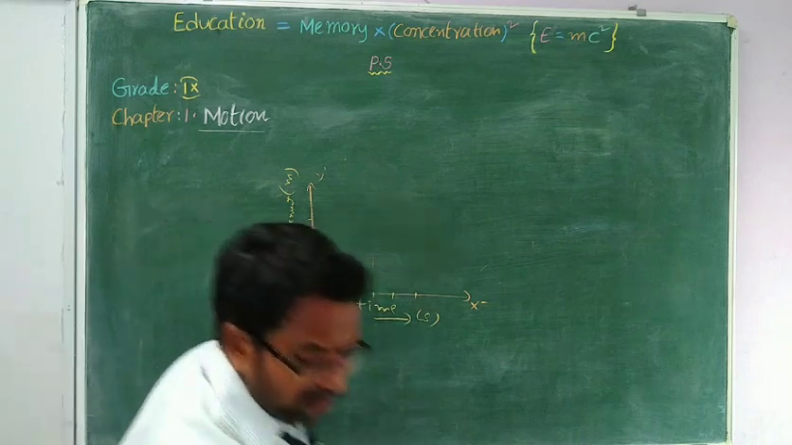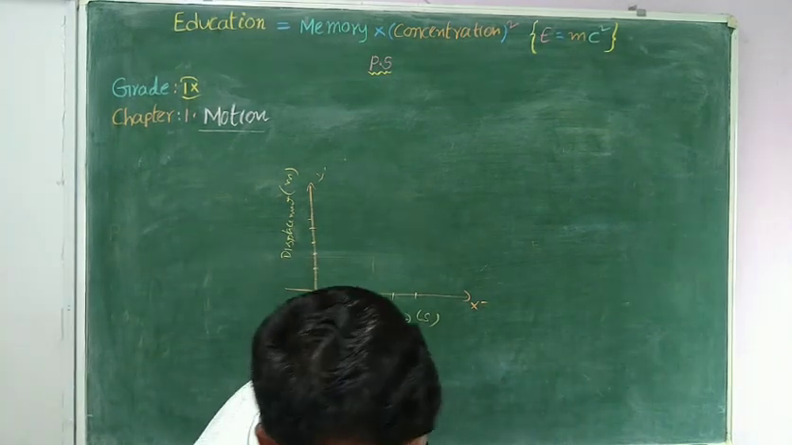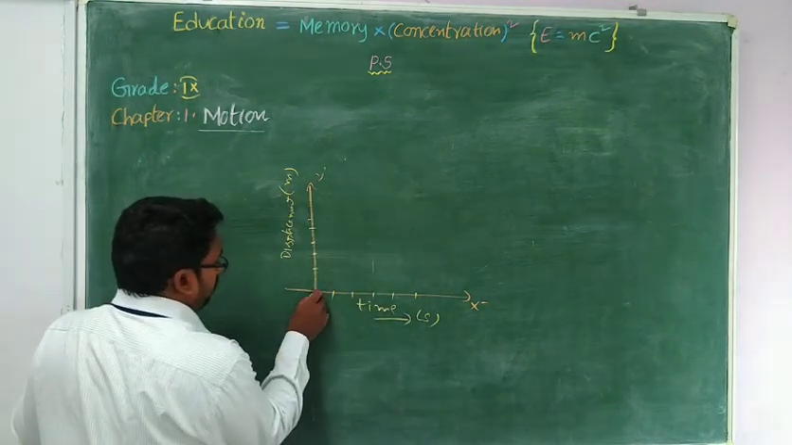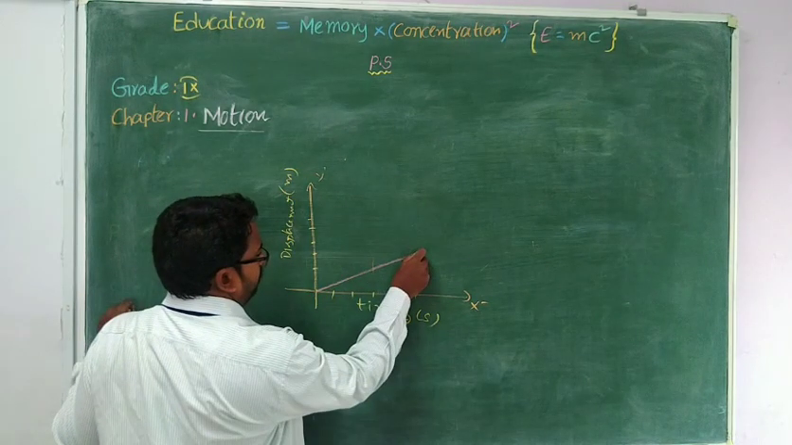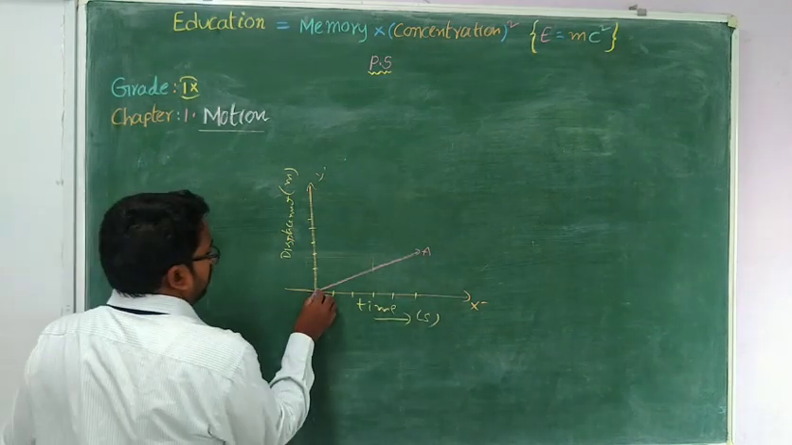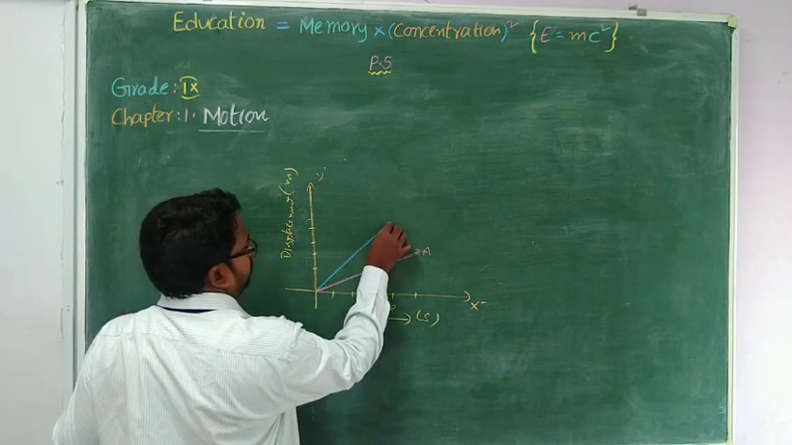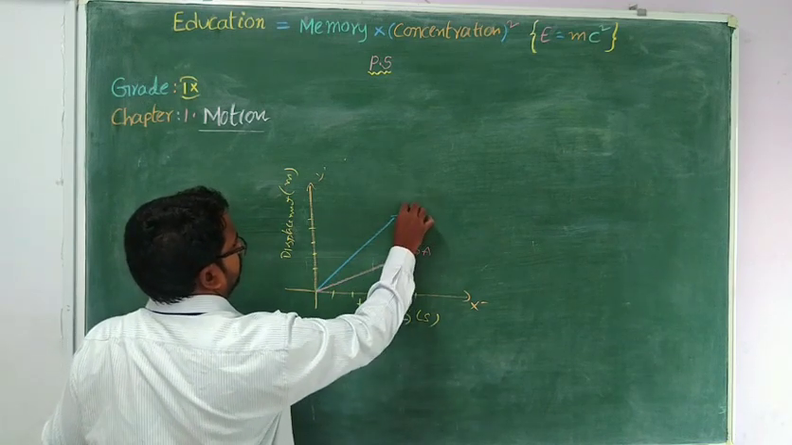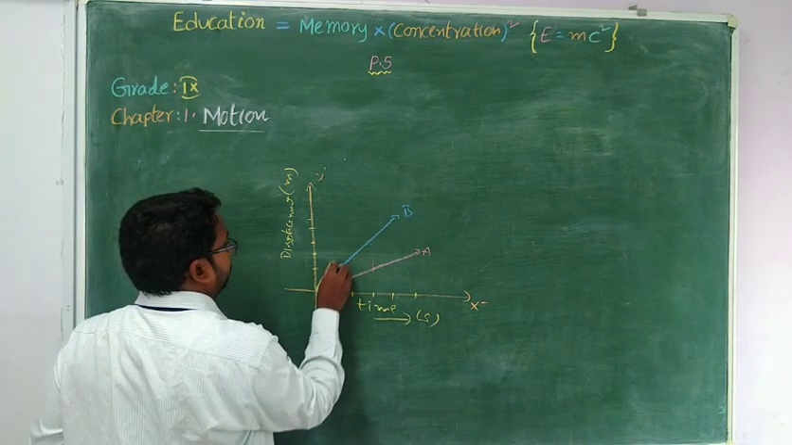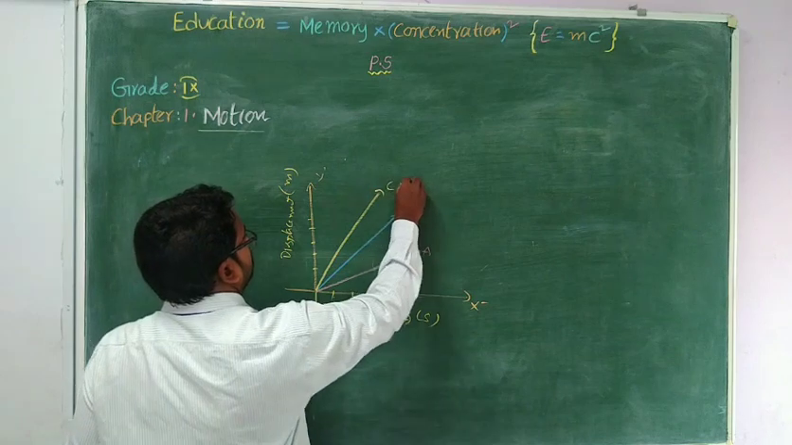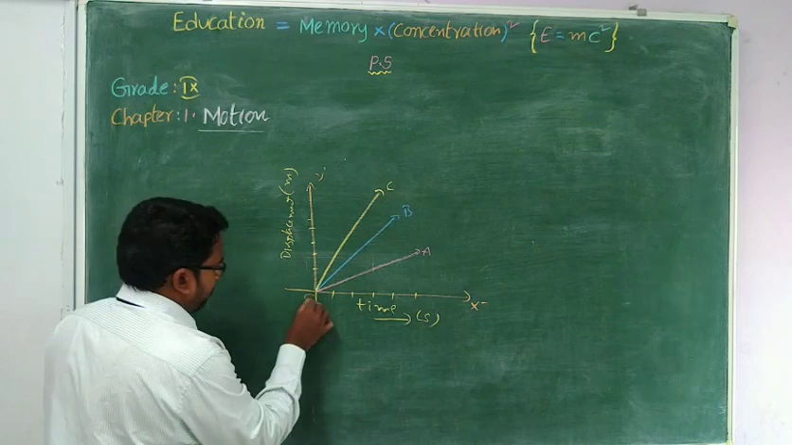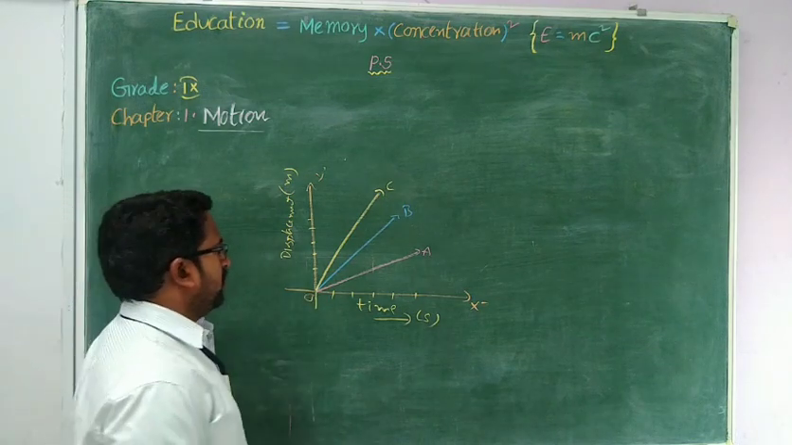In this graph, different objects are shown. Different objects like this: a body A, another object B, and one more object C. All the bodies start from rest.